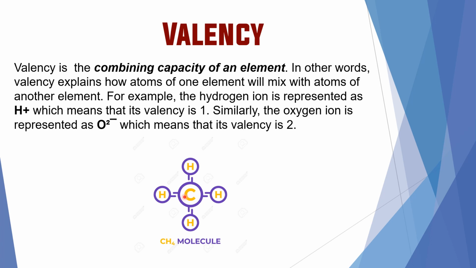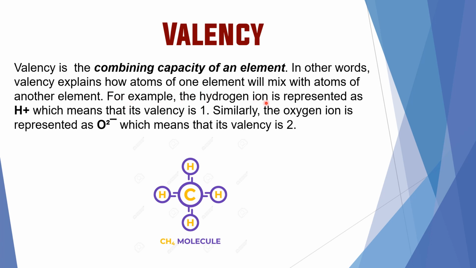Just understand that much, because we will study valency more in the next chapter, page number 50. If you have your textbook with you, just open page number 50 and you can see. At that time we will study more about valency. For now we just understand it like this. The definition of valency: valency is the combining capacity of an element.